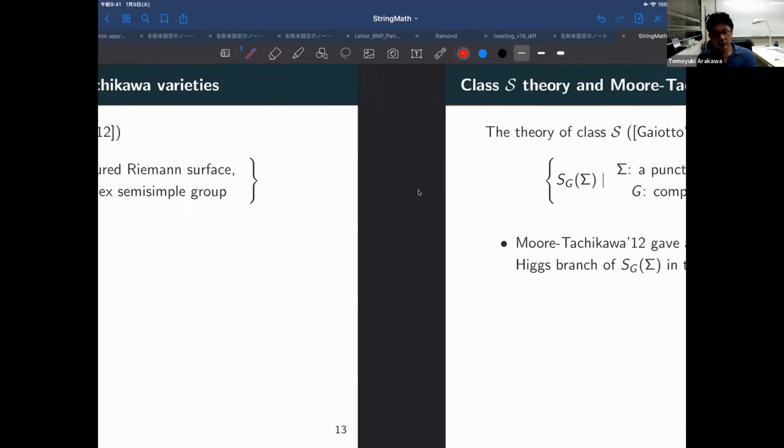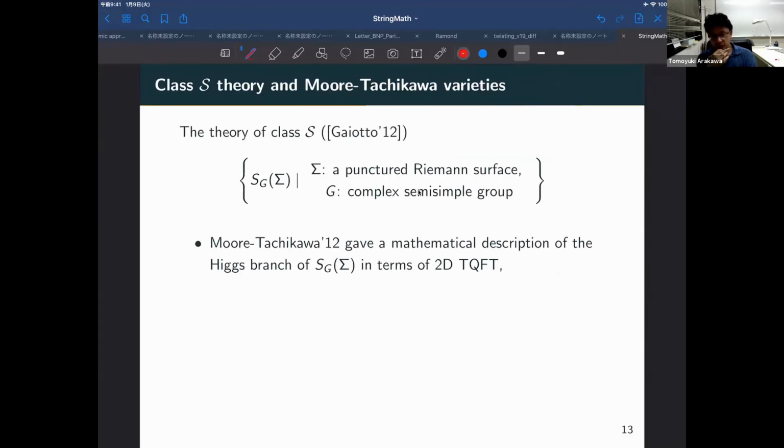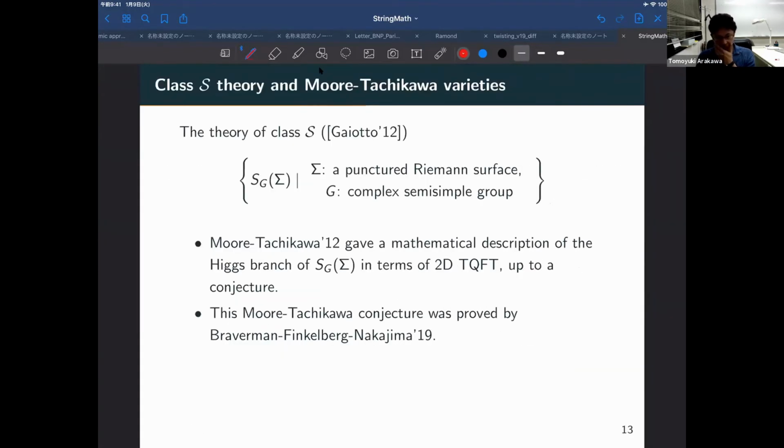And Moore and Tachikawa gave a mathematical description of the Higgs branch of this 4D theory in terms of a 2D TQFT, up to a conjecture. Now, this conjecture was proved recently by Braverman, Finkelberg, and Nakajima. So you have a nice mathematical description of Higgs branches.